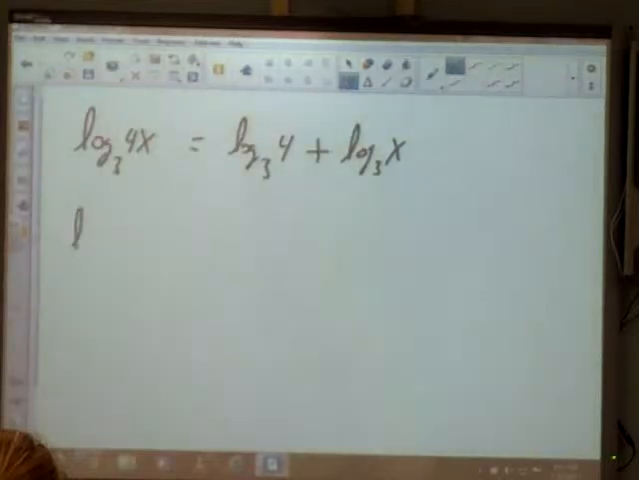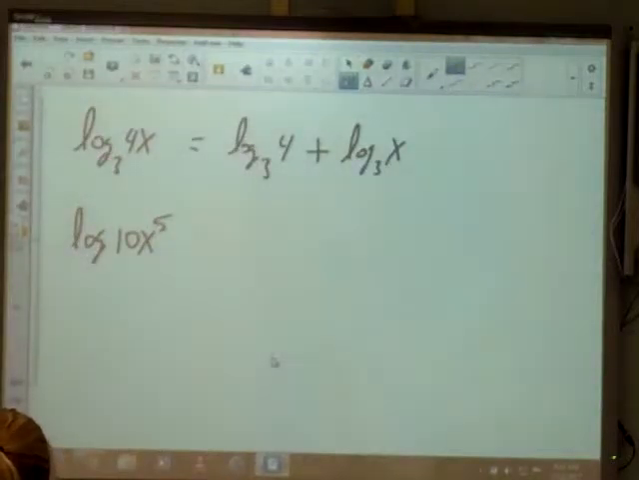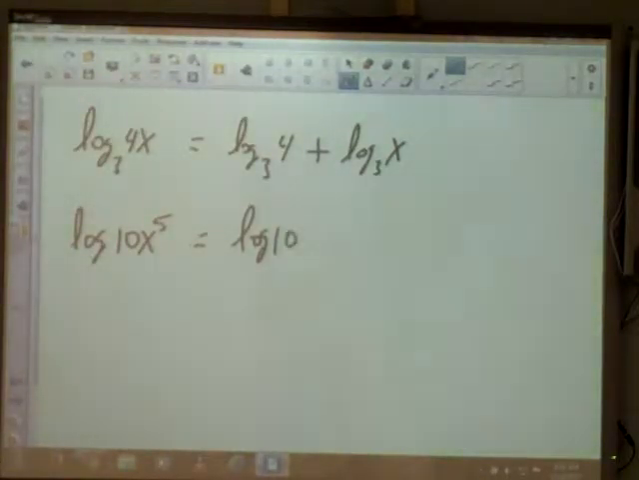All right, this one says log of 10x to the 5th. What's our understood base on that one? 10. Remember, if there's no base, it's an understood 10. For what we're going to do here, I just want to keep that fresh in your brain. This problem has two properties in it. Multiplication and power. Very good. So let's do the multiplication first. So this is going to be log base 10 of 10.